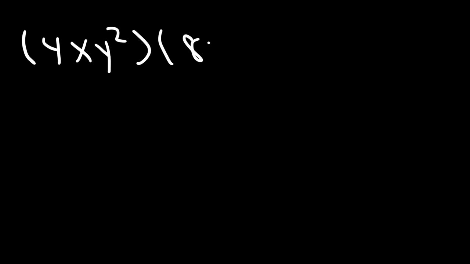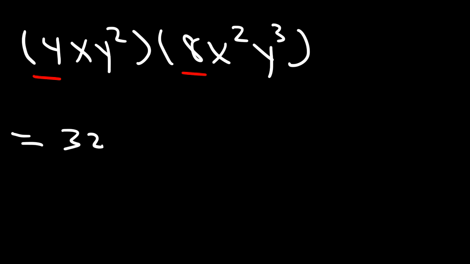Now let's try a more complicated example. Let's say we have 4x y squared, and we're going to multiply it by 8x squared y cubed. So go ahead and try this problem. Now just like before, we're going to multiply the coefficients together. So this is going to be 8 times 4, which is 32.